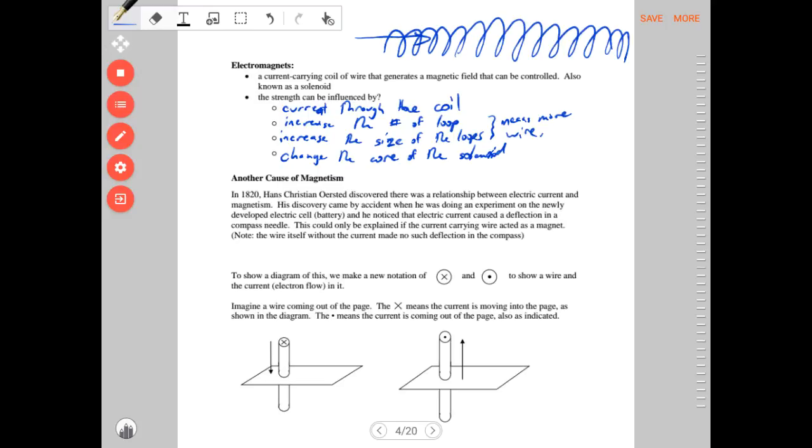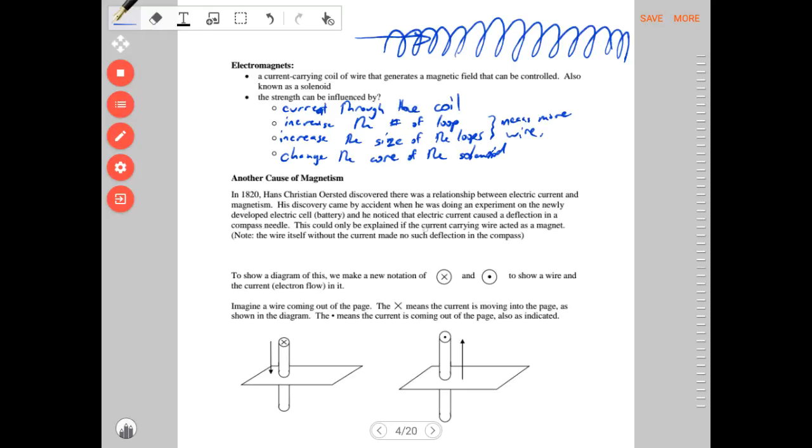All right, let's talk about some other causes of magnetism. In 1820, Hans Christian Ørsted discovered that there was a relationship between electric current and magnetism. His discovery came by accident when he was doing an experiment on the newly developed electric cell. Those are just batteries, remember? And he noticed that the electric current caused a deflection in a compass needle.